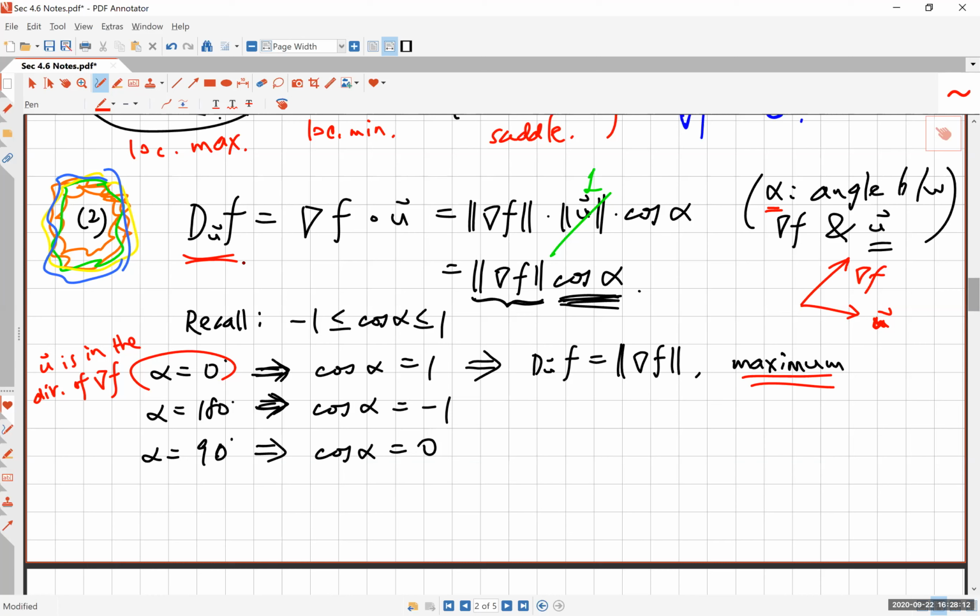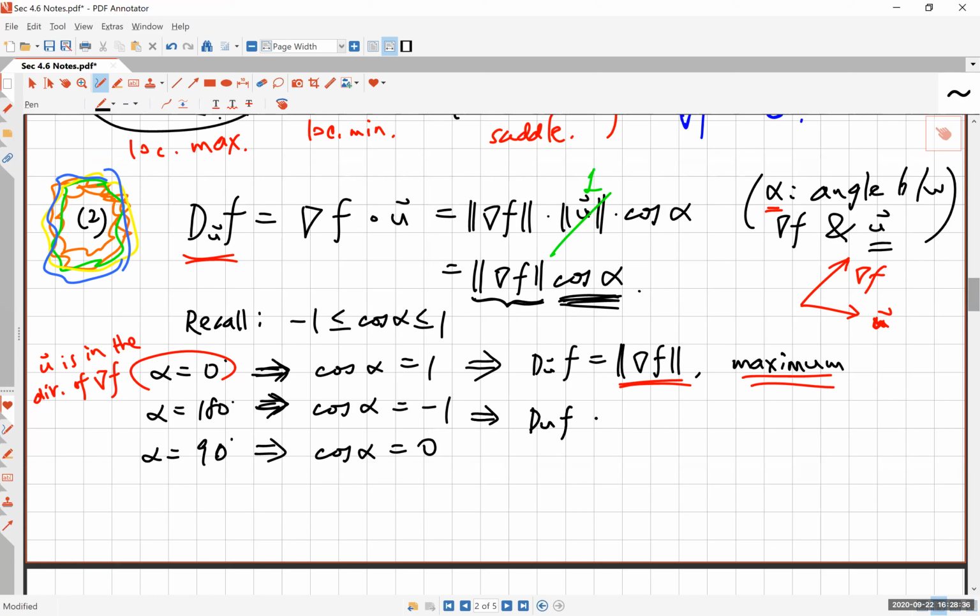So, and I'll write this down in a moment, the directional derivative is maximum in the direction of the gradient itself, and in that direction, the maximum rate of change is the magnitude of that gradient. Right. Now, the second one is opposite. This is not as important.